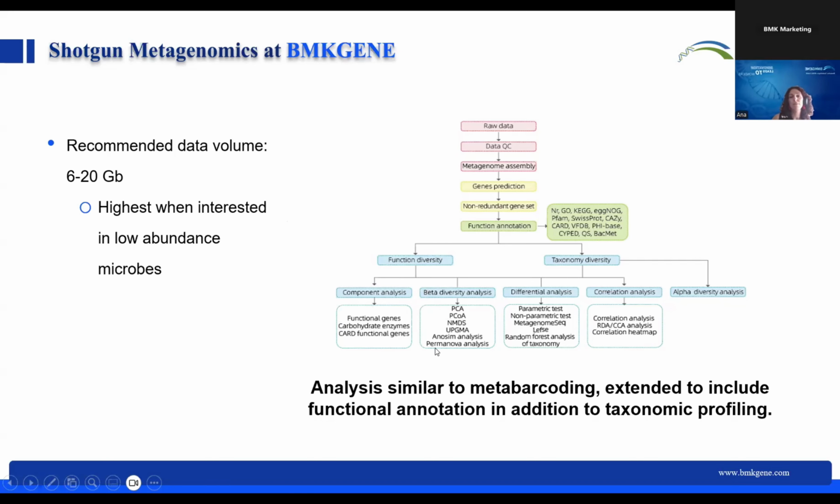So we have the beta diversity, the differential analysis, the correlation analysis, it's very similar. The main difference is with amplicon, we only look at taxonomy, and with metagenomics, we have a section for taxonomy and another section for functional diversity.